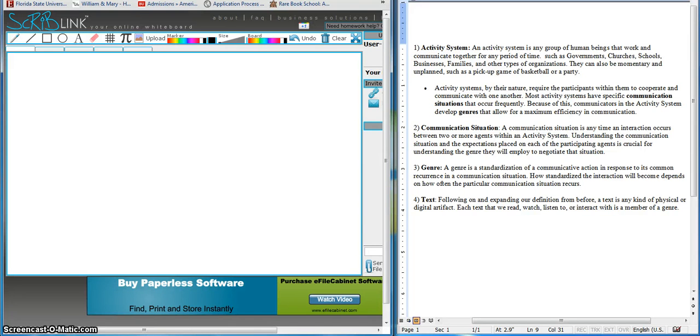This is an explanation of activity system theory. It can help to make activity system clear to draw a picture of how these terms relate to one another: activity system, communication situation, genre, and text. And so let's begin with a text.